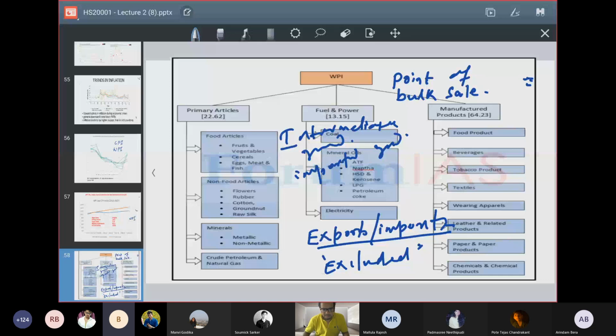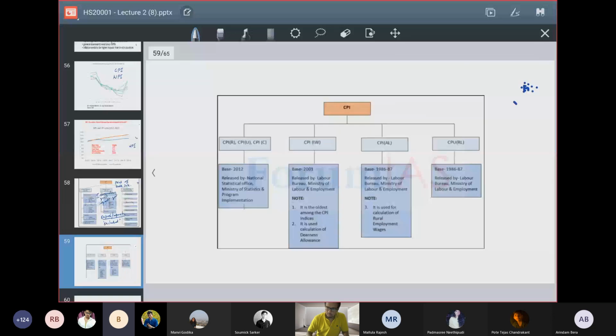So this WPI is therefore also known as your producer price index. Then we have the consumer price index, that is CPI, as I said earlier. A consumer price index refers to the index of the average retail price of goods and services contained in the consumption basket of the relevant group of consumers. So the relevant group of consumers determines which type of CPI we are calculating. If our relevant group of consumers are in the urban area, then we are calculating CPI-U. If they are industrial workers, we are calculating CPI of industrial worker. If they are agricultural labor, then we have CPI for agricultural labor and rural area.